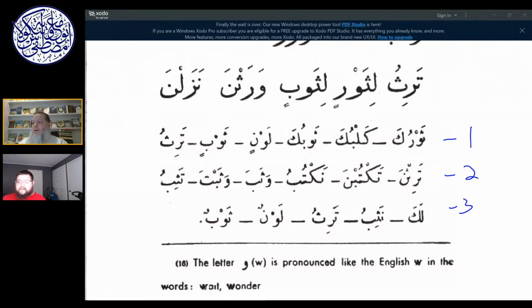Then we're back on our fourth lesson for learning the Arabic alphabet. We have our brother Abdullah.